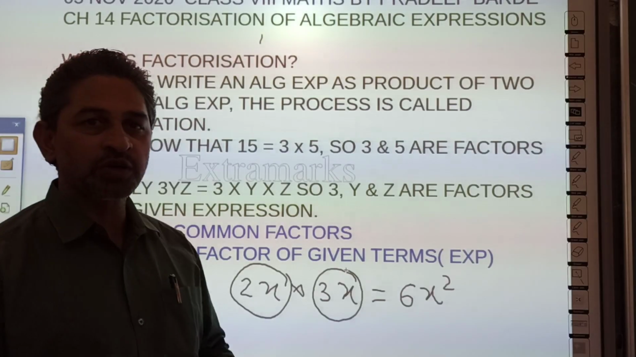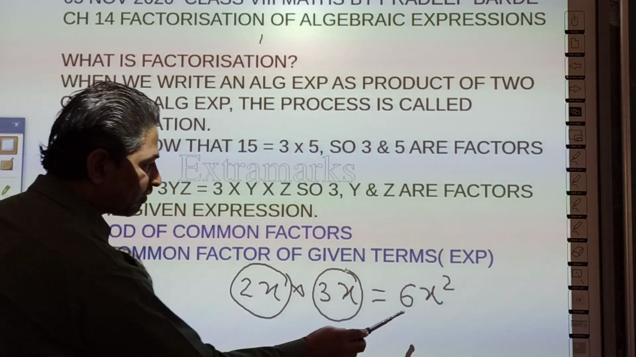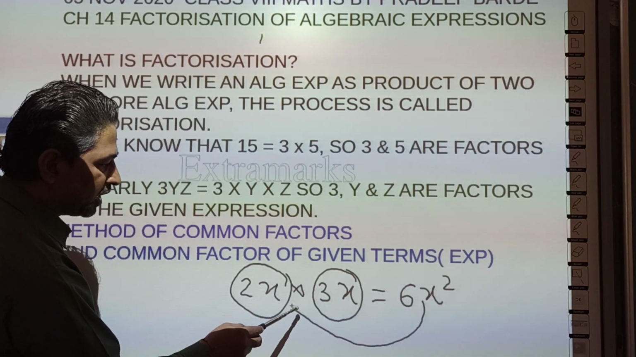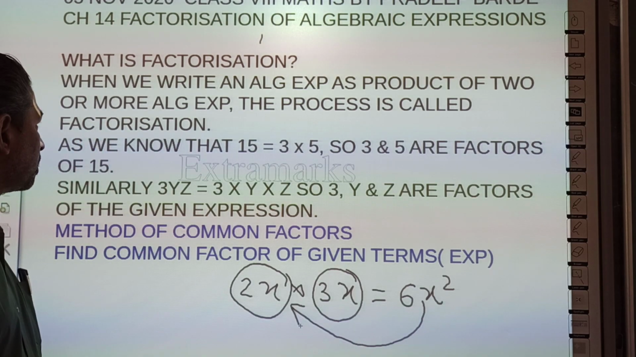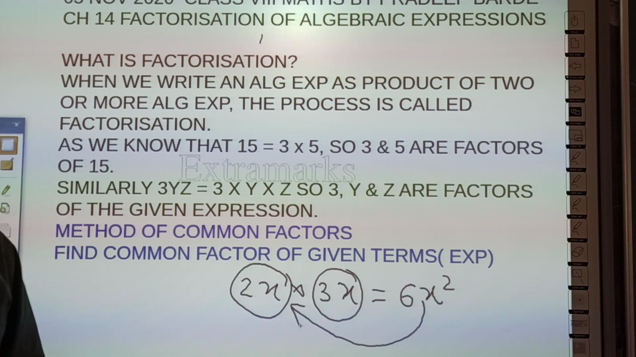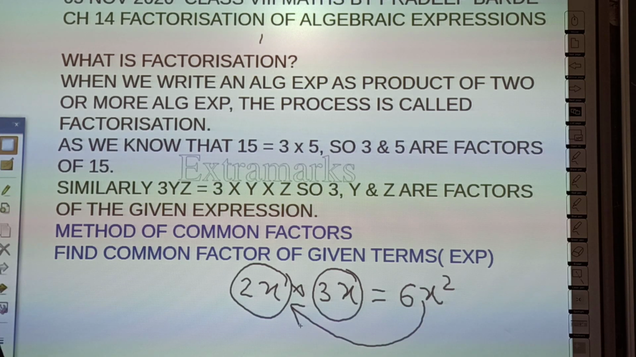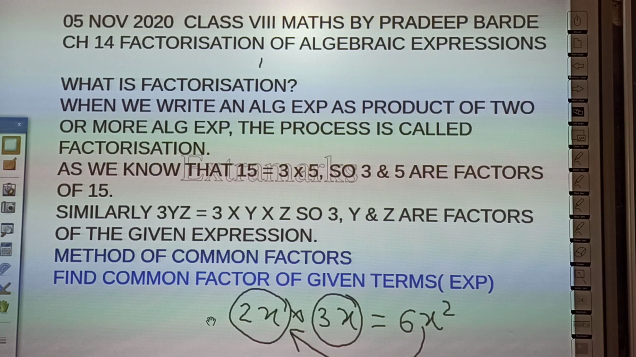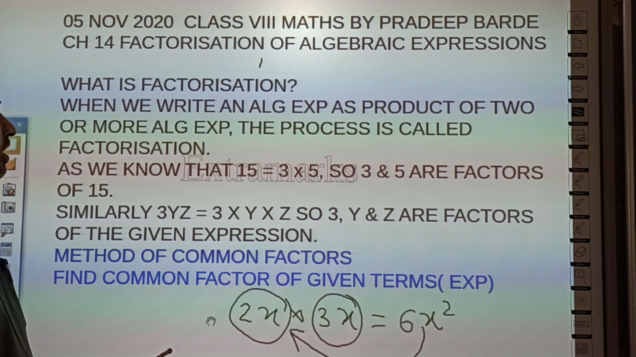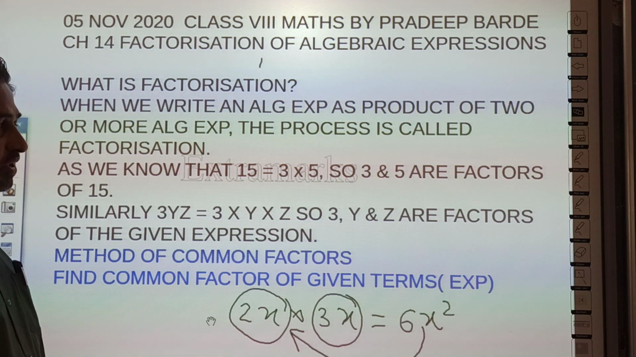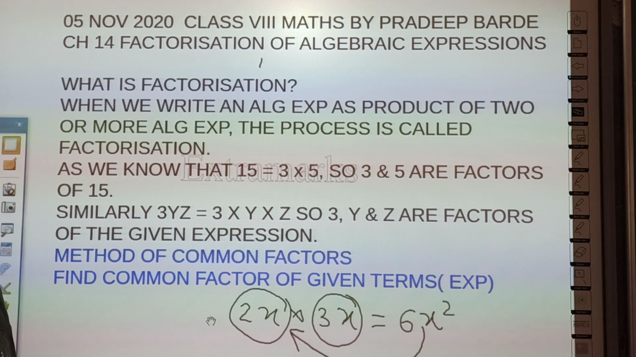Now the reverse process. If we have to write this in terms of product of two or more algebraic expressions, the process is known as factorization. Okay students, so factorization is the process when we write an algebraic expression as the product of two or more algebraic expressions.